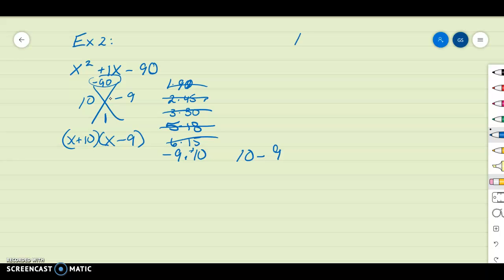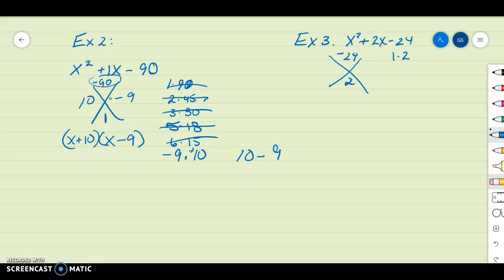Okay, example number 3. x squared plus 2x minus 24. Okay, make your x. In the top, we put negative 24. In the bottom, we put a 2. So we're looking for two numbers that multiply to be negative 24 and add to be 2. Or subtract. So we're just going to forget about the sign for now.